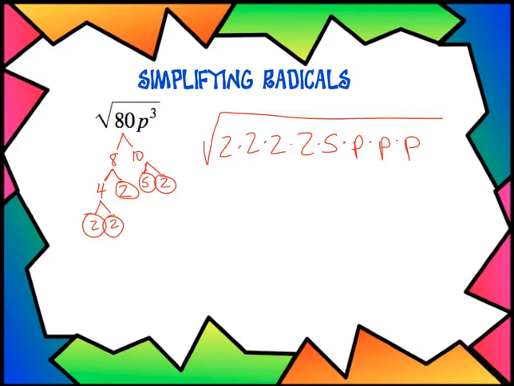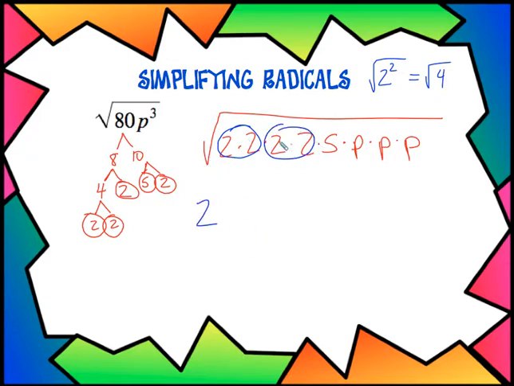Now the whole point of this is that you want to take any pairs and put them outside the radical. Because if you have a pair of 2's, that's like 2 squared. And if you're taking the square root of 2 squared, it's just 2, because the square root and the squared cancel each other out. It's also like 2 squared is 4, so it's kind of just like taking the square root of 4. So the square root of these two 2's is just a 2 on the outside of the radical.